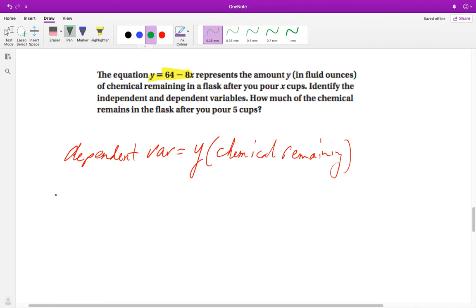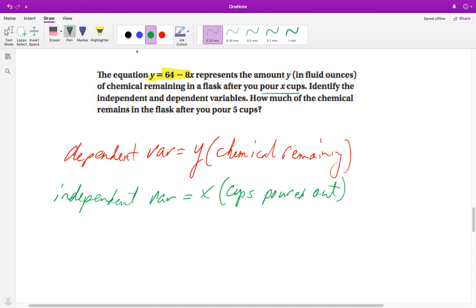All right, our independent variable is always going to be our x variable. And in this case, our x is saying how many cups we pour out. So cups poured out. All right, so now we can identify our dependent and independent variables and how much of the chemical remains after we pour out 5 cups.